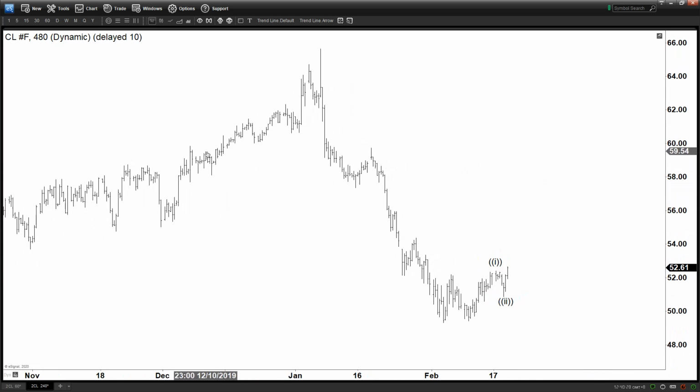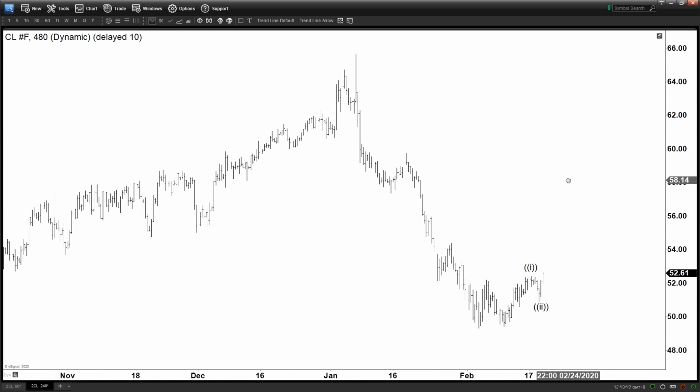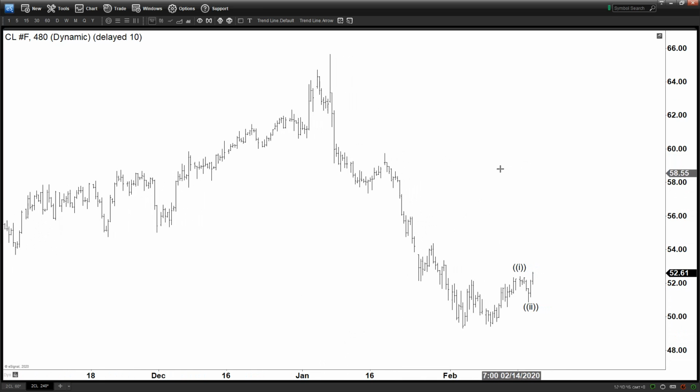Now I think we don't have a full count, full label here, but we're going to be looking at it from the short-term, medium-term perspective. If you want to see the full count, it's always going to be available in our member area. We have a 14 days free trial, so I put the link in the description of the video below.